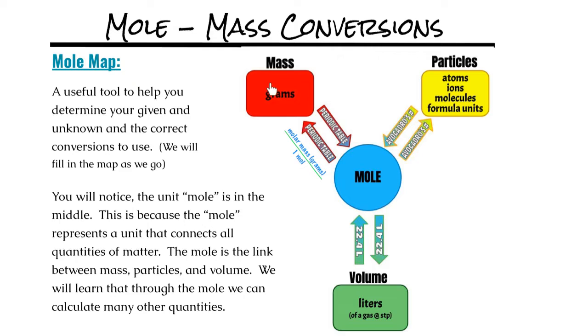Now, if I'm starting at mass and I want to go to mole, I'm going to follow the arrow that goes from mass to mole and has, again, periodic table in the middle. So I'm going to need my conversion factor of 1 mole over molar mass. So you can see the conversion factor there of 1 mole over molar mass. So let's take a look at a couple of these problems.